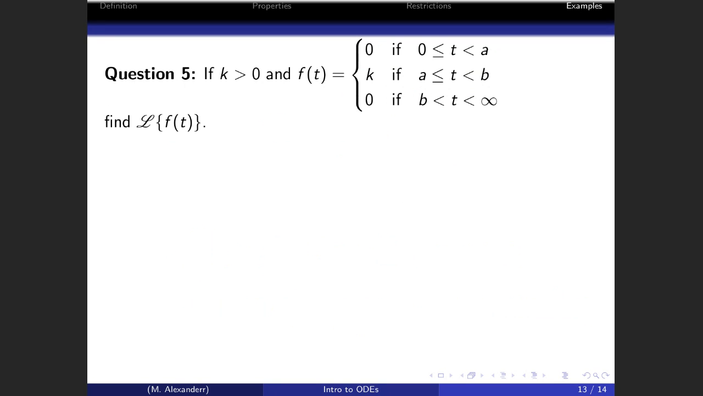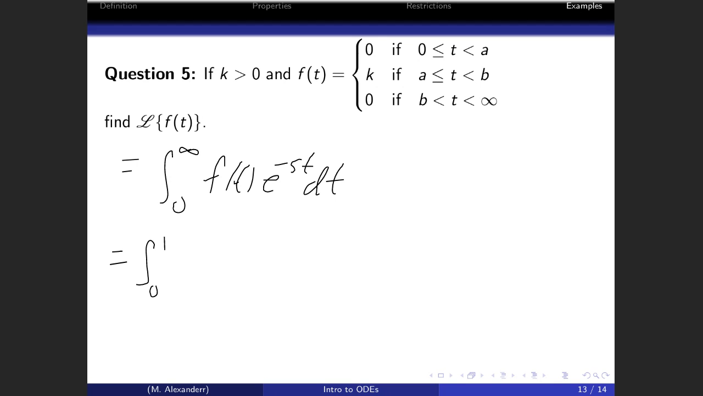You have to recall that the Laplace transform is an integral. This is an integral from 0 to infinity of the f function times e to the negative st, and we are going to integrate with respect to t. Now, since this is a piecewise function, we're going to break up the integral into pieces. So this is going to be the integral from 0 to a. Between 0 and a, the y value of the function is equal to 0. So this is 0 times e to the negative st dt.